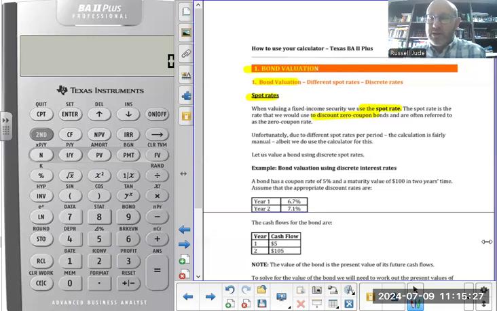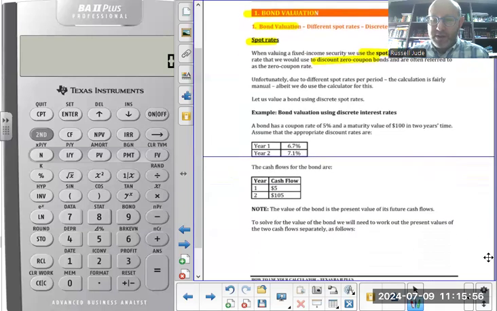Remember, the spot rate, which is what we're going to be using, is really just compensation to the investor for investing in those bonds. So different risks, different returns for different periods. Unfortunately, yes, we can use our calculator for this, and yes, we must use our calculator for this, but it's still a fairly manual procedure. Let's have a look at it and make sure we are familiar with the process.